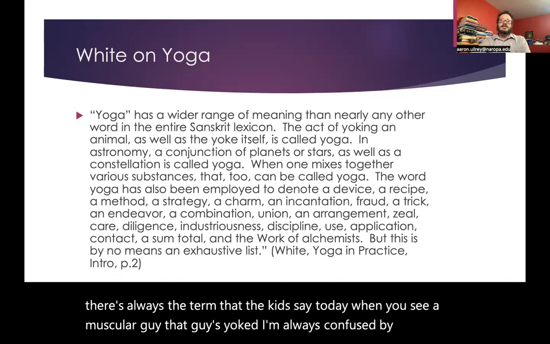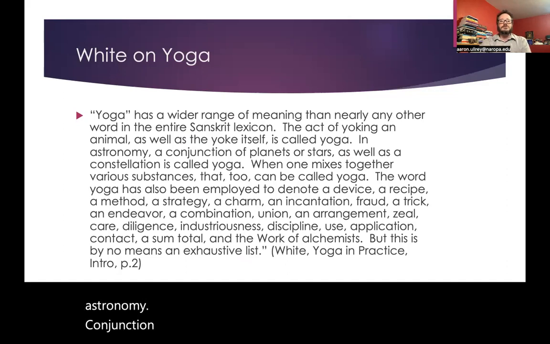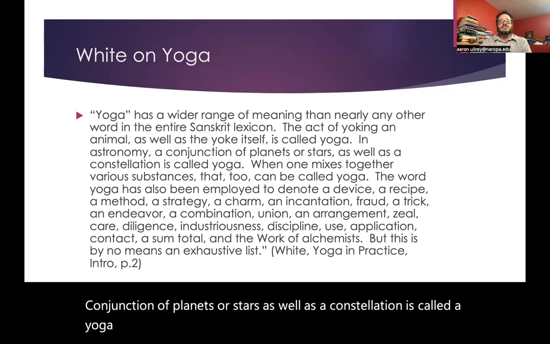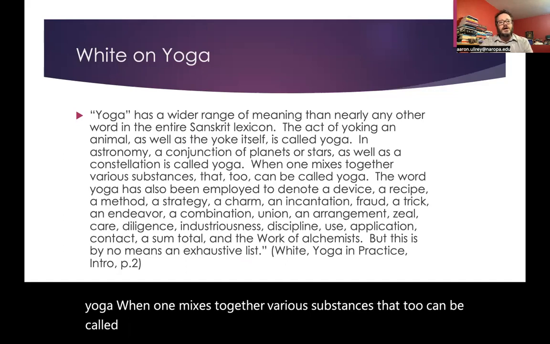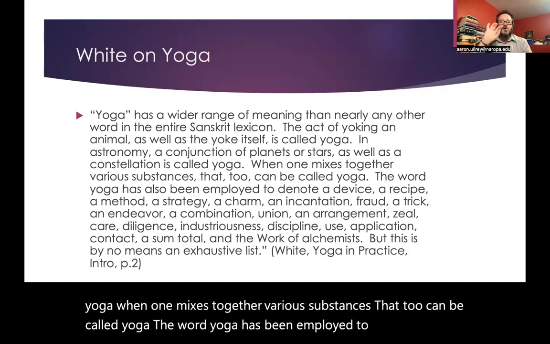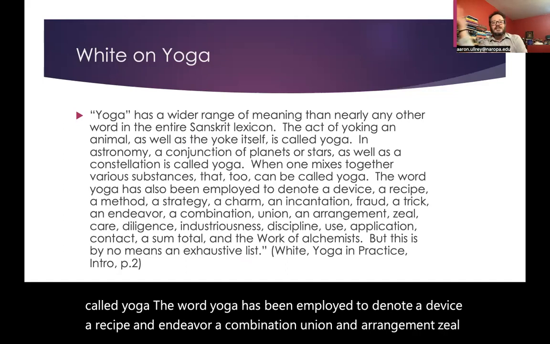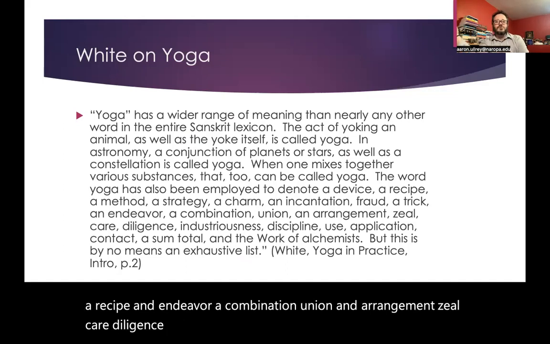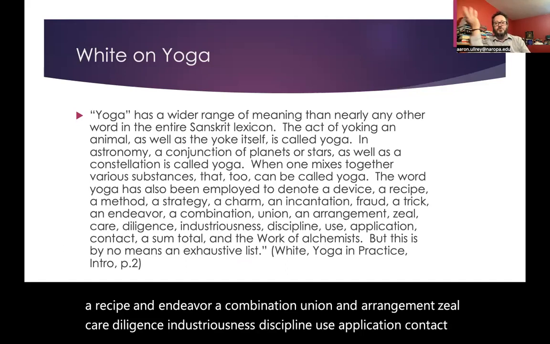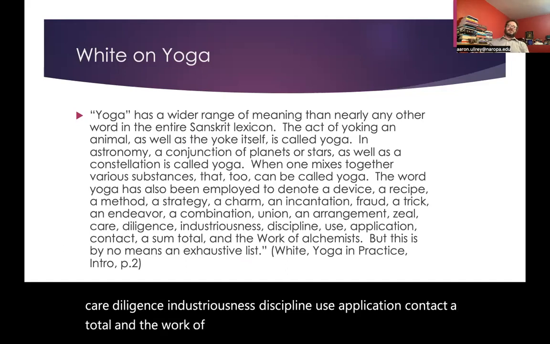In astronomy, a conjunction of planets or stars, as well as a constellation, is called a yoga. When one mixes together various substances, that too can be called yoga. The word yoga has been employed to denote a device, a recipe, an endeavor, combination, union, an arrangement, zeal, care, diligence, industriousness, discipline, use, application, contact, a sum total, and the work of alchemists. But this is by no means an exhaustive list.